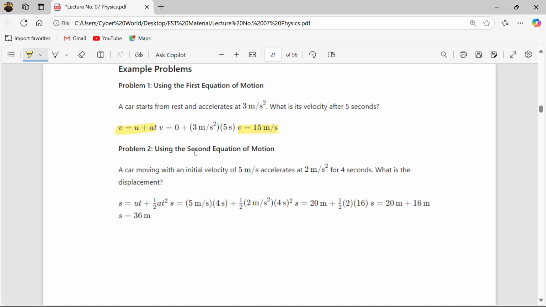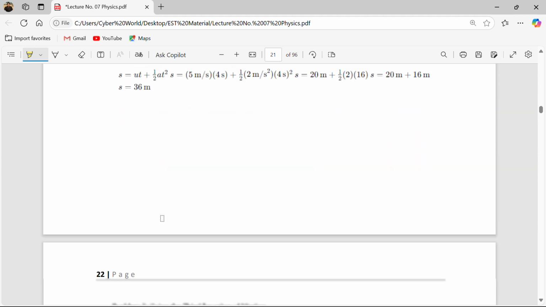Problem number two came from the second equation of motion. A car moving with an initial velocity of 5 meters per second, having an acceleration, and the time is given. What is the displacement? If displacement is required, meaning distance, you have to use the second equation of motion. The initial velocity is given, which is 5. So 5 multiplied by time, which is 4, plus 1 by 2, acceleration, which is 2, multiplied by time squared, 4 squared, you will get 36 meters.